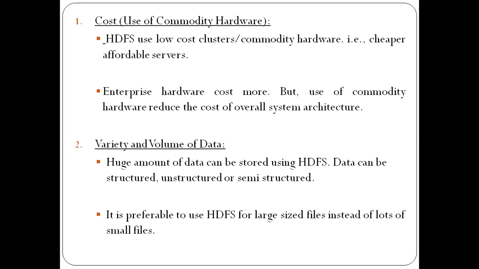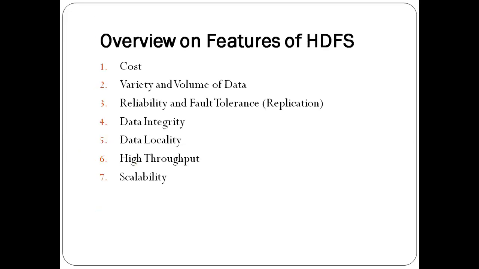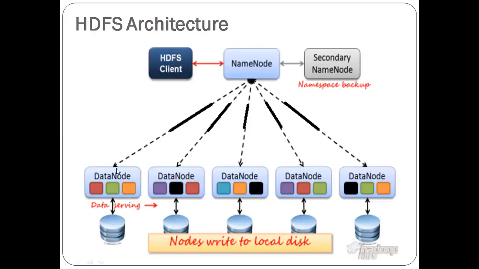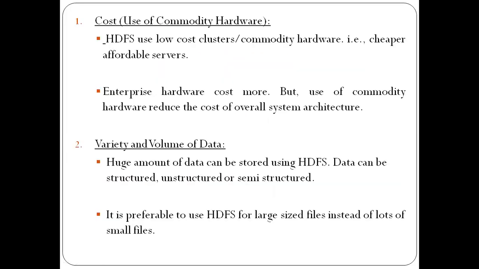In the architecture, as I said, you can observe the data nodes; each one is a computer or server. Each data node indicates a separate computer. Any cheaper computer can be used as a data node. So the overall cost of HDFS is very less.